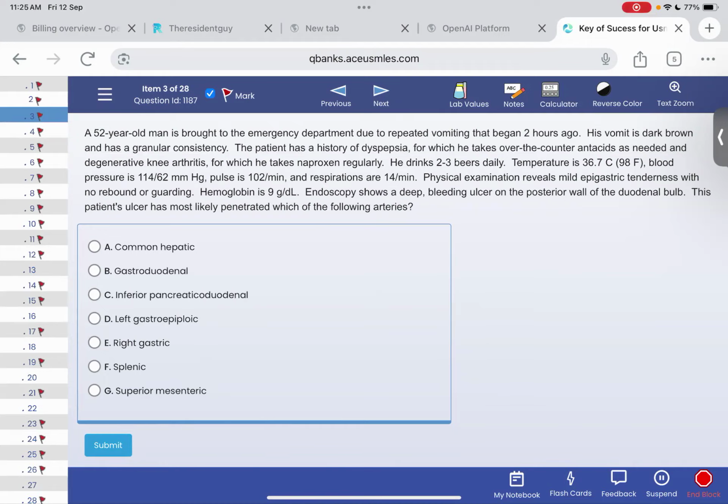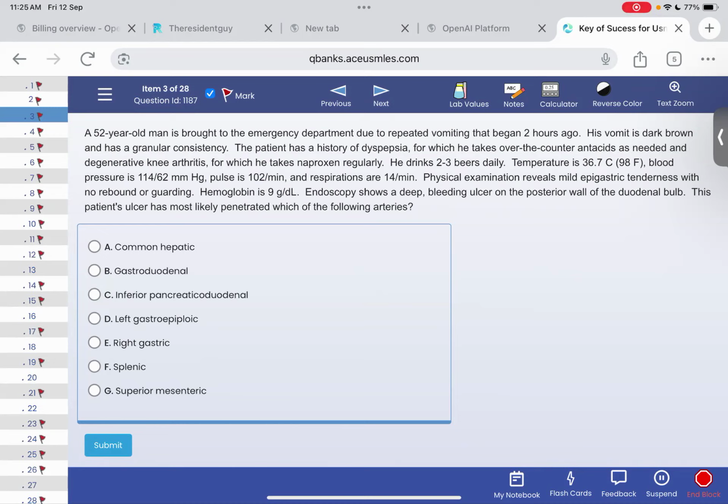So, this patient's ulcer has most likely penetrated which of the following arteries? A 52-year-old man is brought to the emergency department due to repeated vomiting that began 2 hours ago. His vomit is dark brown and has a granular consistency. The patient has a history of dyspepsia, for which he takes over-the-counter antacids as needed, and degenerative knee arthritis, for which he takes naproxen regularly. He drinks 2 to 3 beers daily.